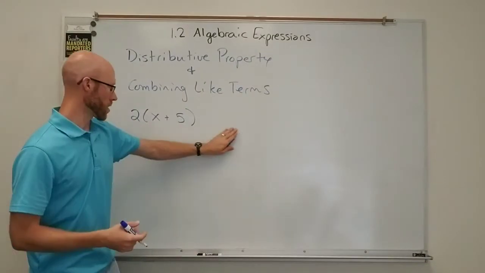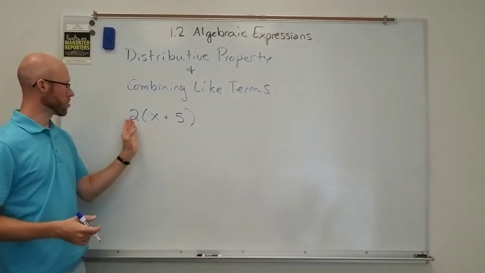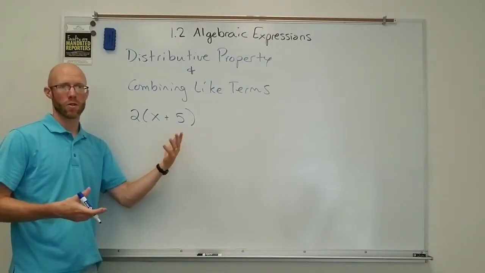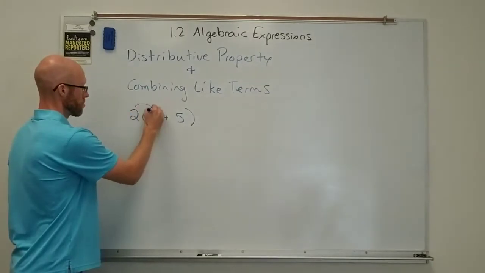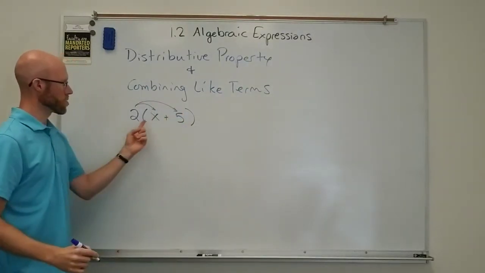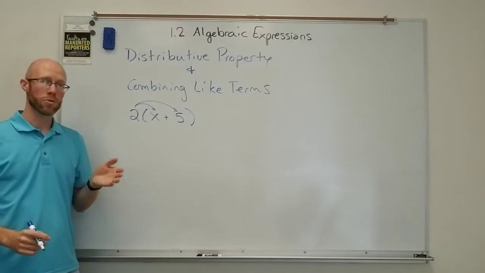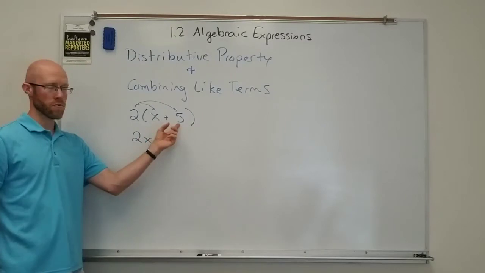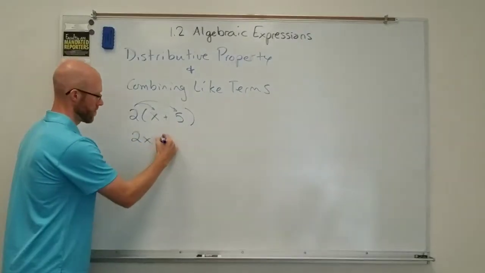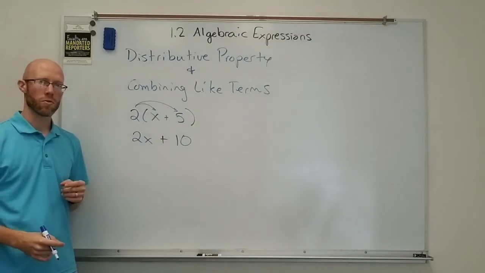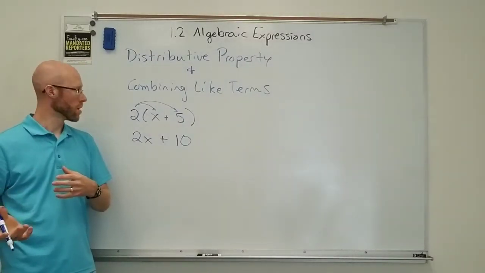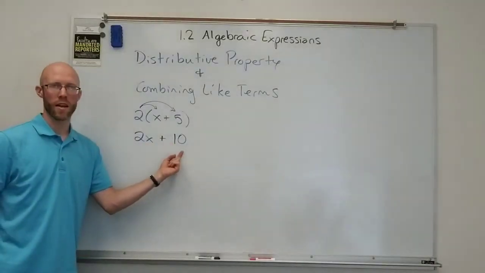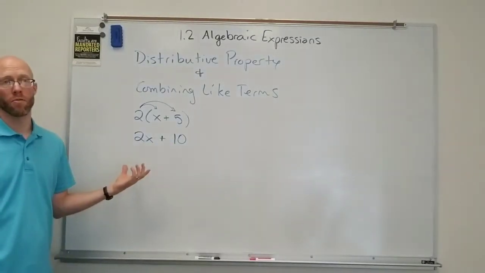So a simpler way to look at this is simply to multiply the 2 to each of the terms in the parentheses. It's equivalent to expanding it out, but it's quicker. And so what we're going to do is multiply the 2 to both terms. 2 times x is 2x. And 2 times 5, 2 5's is 10. Okay? And so it's really equivalent to expanding it out. Okay? So 2x plus 10 is the simplified form.